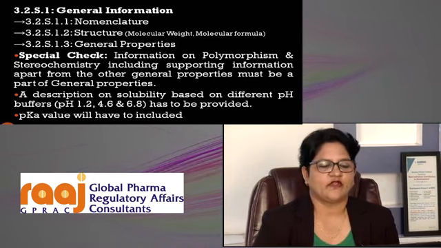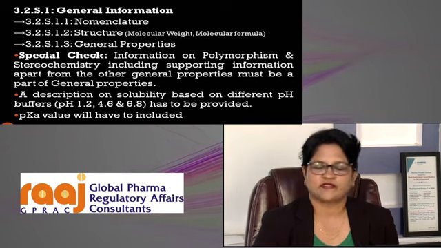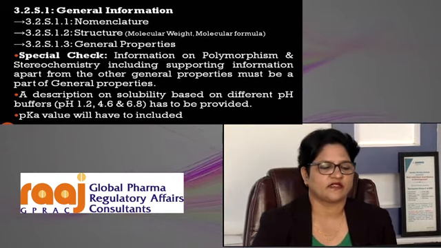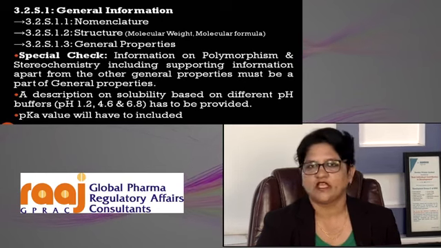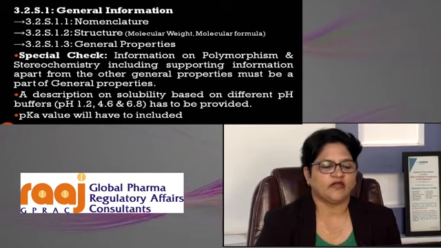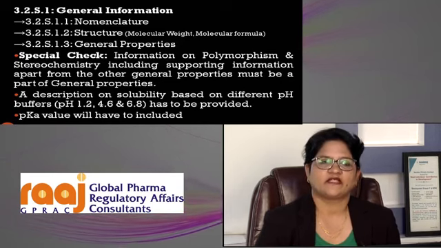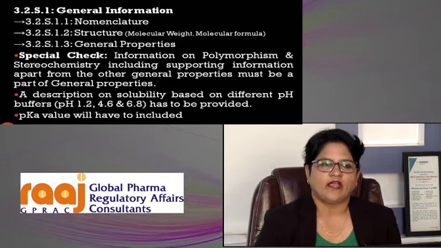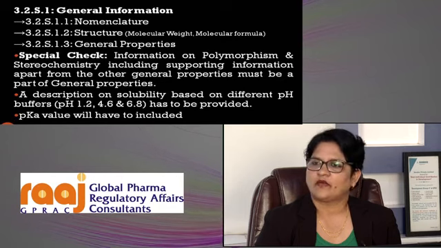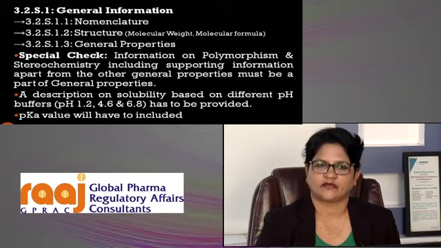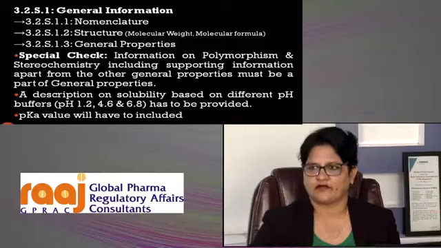A description on solubility based on different pH buffers, that is pH 1.2, 4.6 and 6.8, has to be provided. The pK value will have to be included. So these are the special checks we have to consider while gathering the information about what? Drug substance under general information.